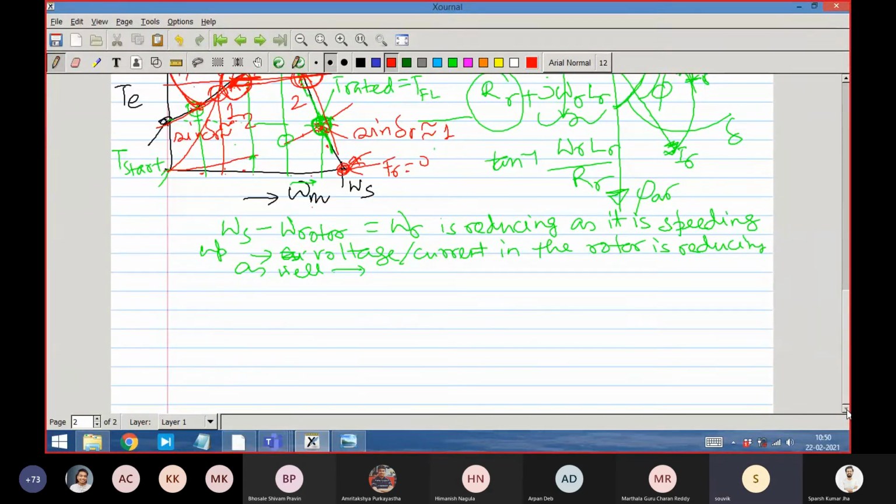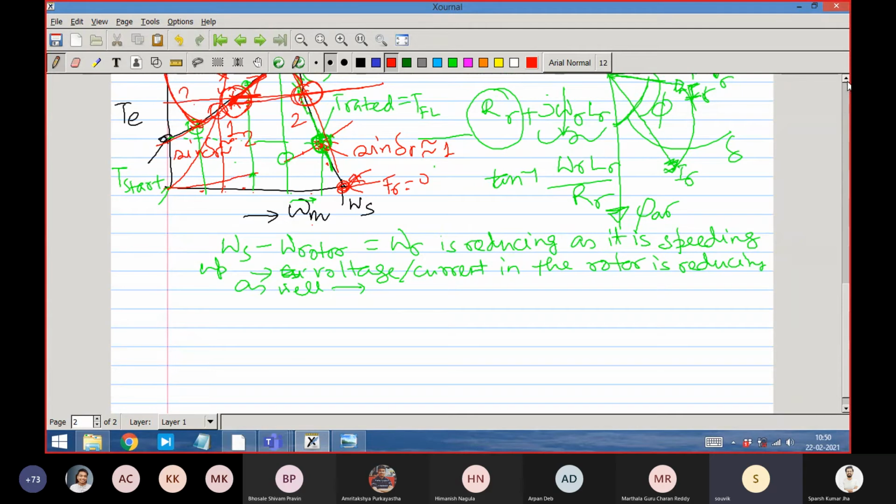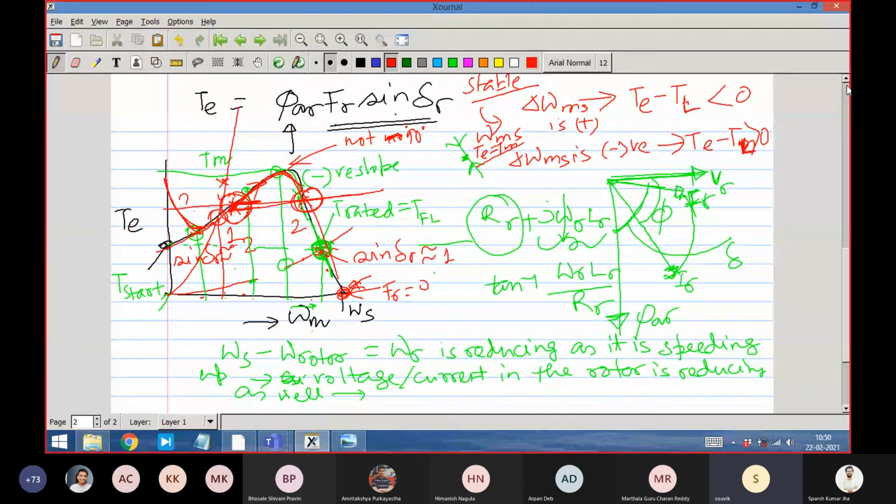So this is how the machine reaches its steady state. Okay. Now I will start. Anybody has any question? Please don't hesitate. If you have a question, ask. I will try to answer. But now I will start building the model of the induction machine, the mathematical model of the induction machine. I definitely won't be able to finish it, but we'll continue in the subsequent class.